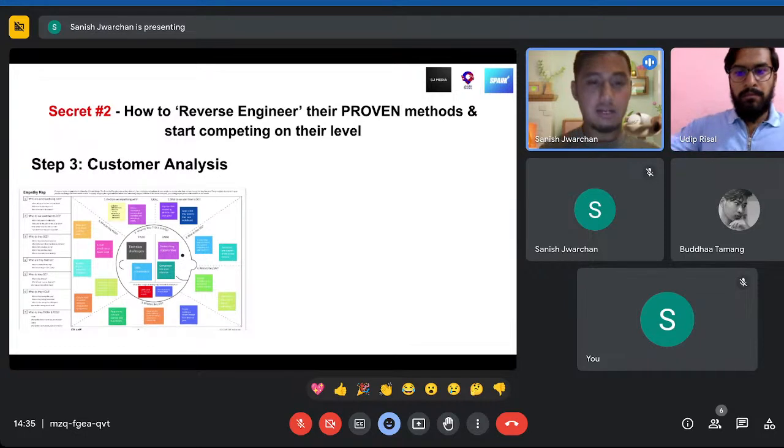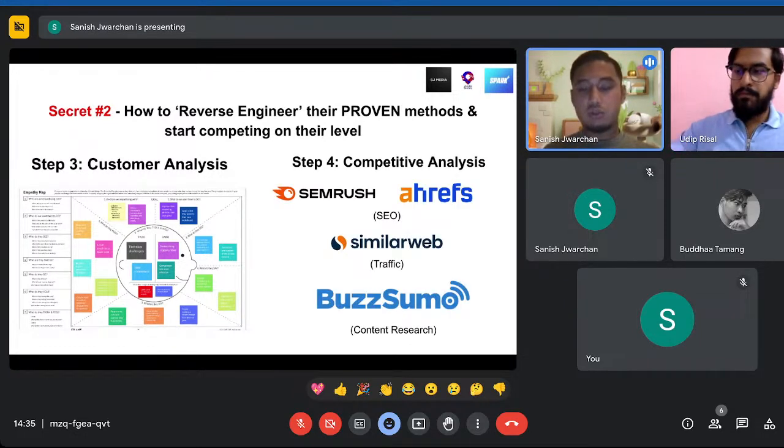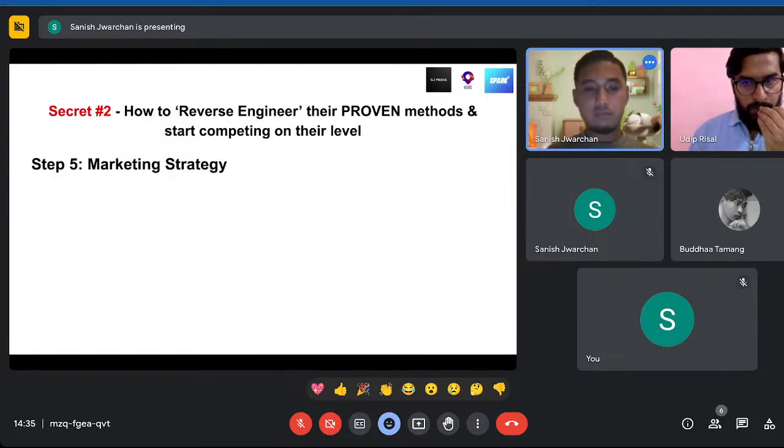So a bit of competitor analysis, and customer analysis the same here. You can use these tools as well: SEMrush, SimilarWeb, BuzzSumo, to do more competitive analysis. So do use these tools as well.